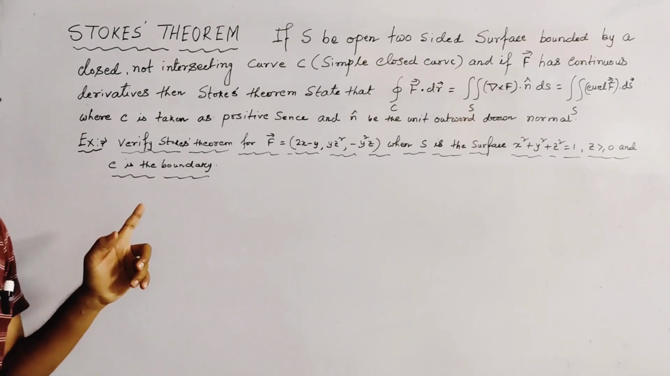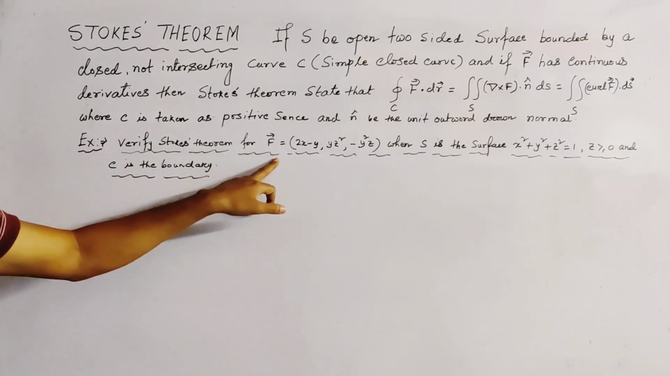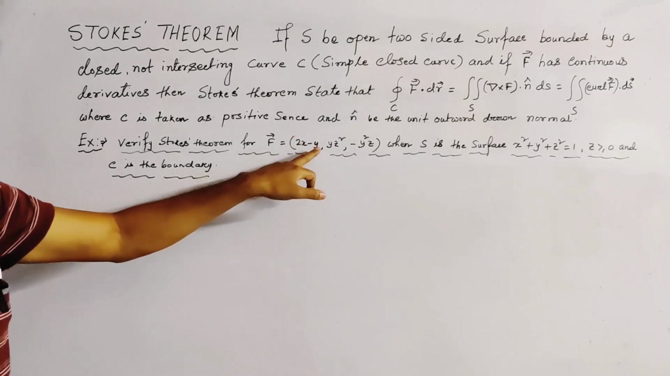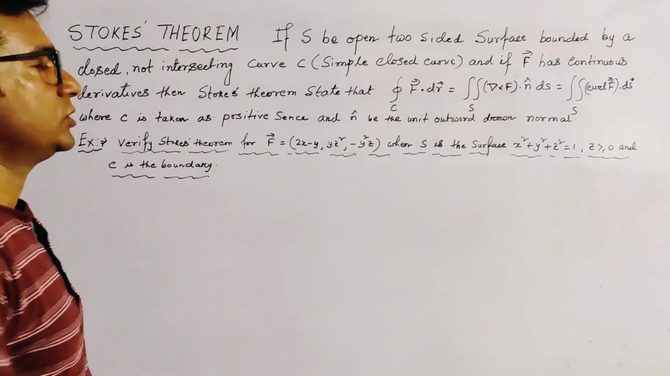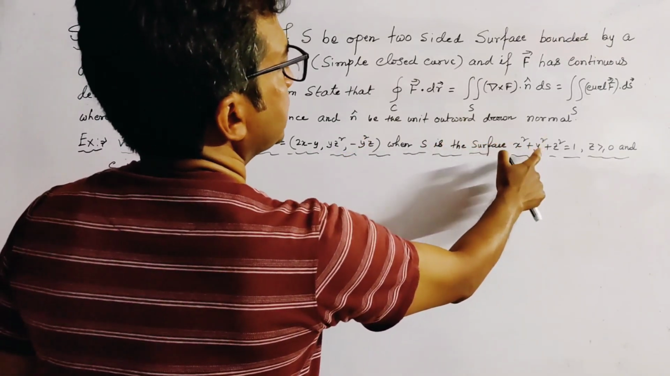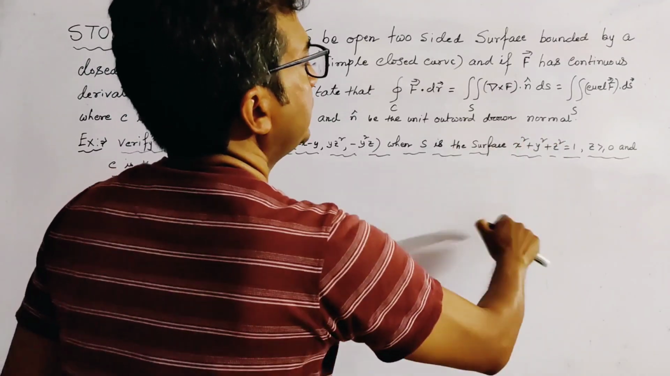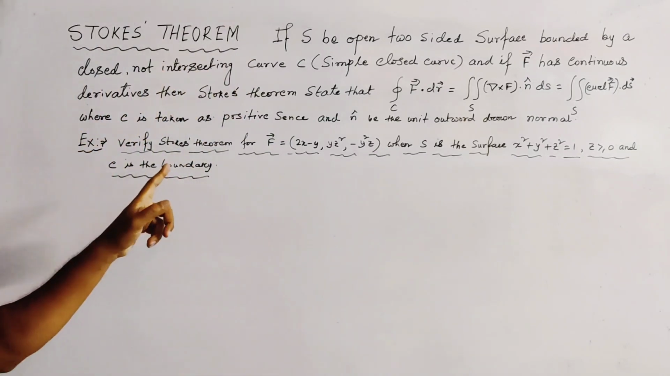In this problem, it is given: verify Stokes theorem for F, which is given by (2x minus y) i, minus yz squared j and minus y squared z k, when S is the surface x squared plus y squared plus z squared equal to 1, with z greater than or equal to 0, and C is the boundary.